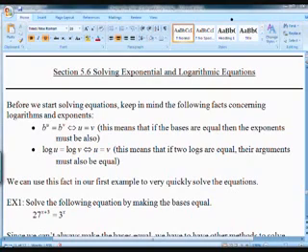Section 5.6, solving exponential and logarithmic equations. A lot of the stuff that you've been doing is going to play into this, and these are going to be kind of review for you. They're not going to be too hard. Before we start, we do need to clear this up.